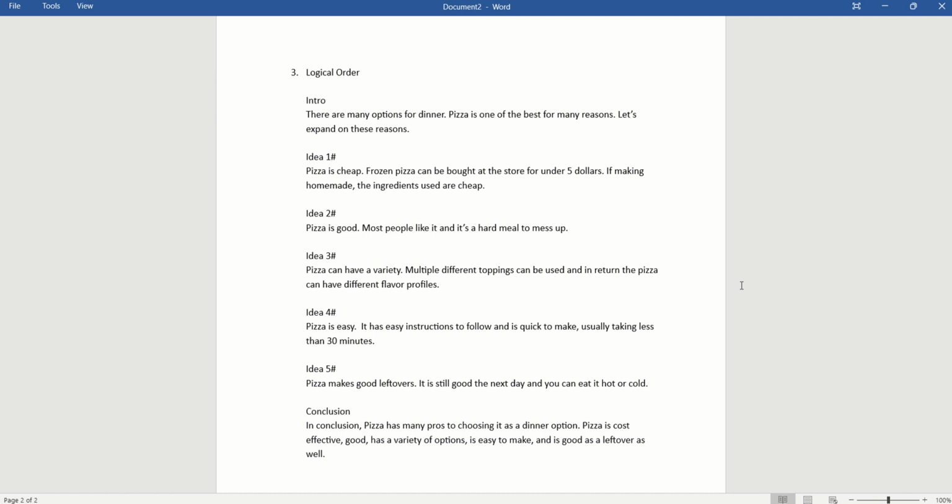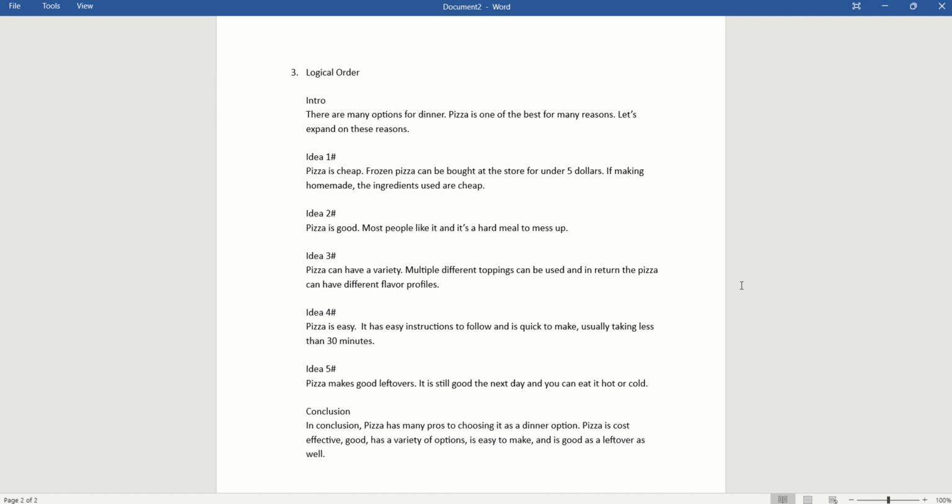Idea number three, pizza can have a variety. Multiple different toppings can be used in multiple different ways, and in return, the pizza can have many different flavor profiles. Idea number four, pizza is easy. It has easy instructions to follow and is quick to make, usually taking less than 30 minutes. And idea number five, pizza makes good leftovers. It is still good the next day and you can eat it hot or cold.